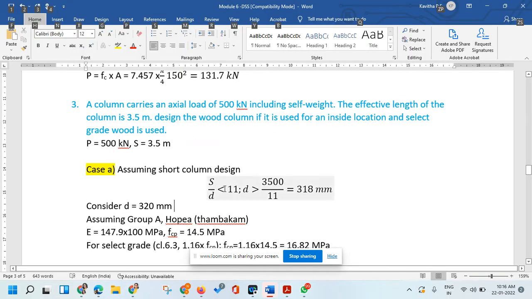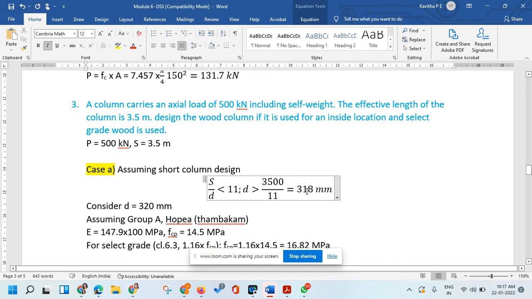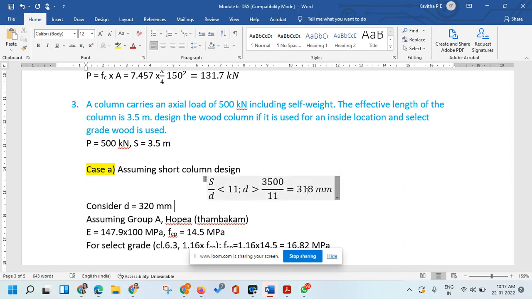So based on that condition, D should be greater than S by 11, that is 3500 by 11, and I get 318. So if my cross sectional dimension is greater than 318, I can design it as a short column. So I am taking it as 320 as the type of wood was not given.